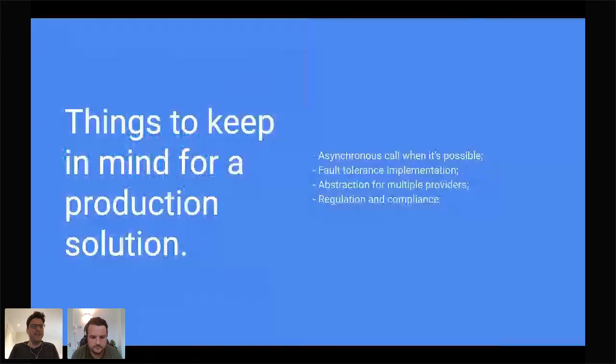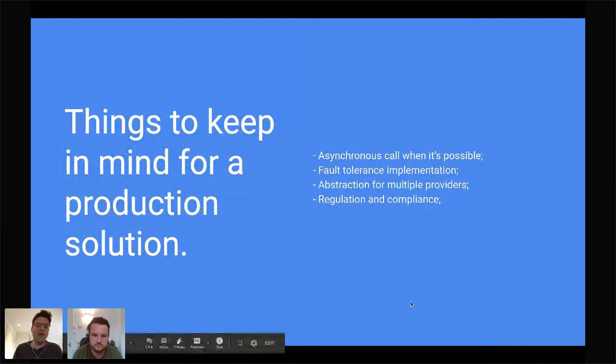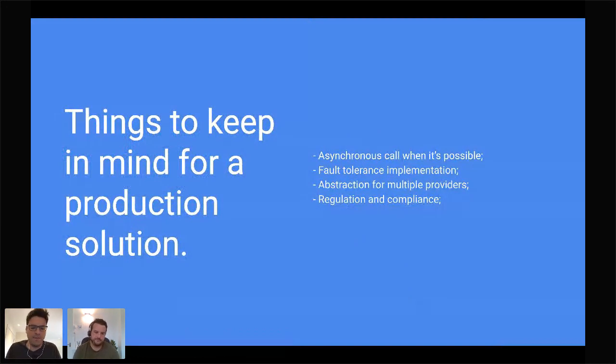Just a few things to keep in mind for a production solution. Think about asynchronous calls when it's possible, right? At Chip, we have lots of asynchronous calls. We don't rely too much on synchronous ones because we know that we can put so much stress. So things like queues and SQS and all this kind of stuff will help you receive thousands of transactions like we have now. And fault tolerance implementation as well.